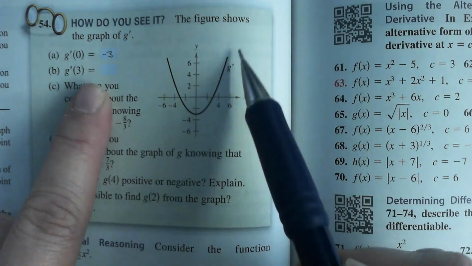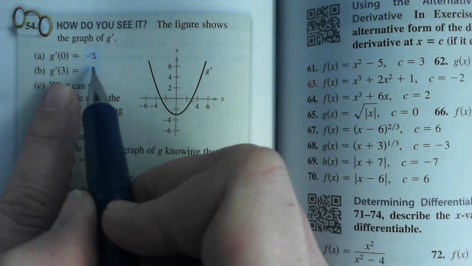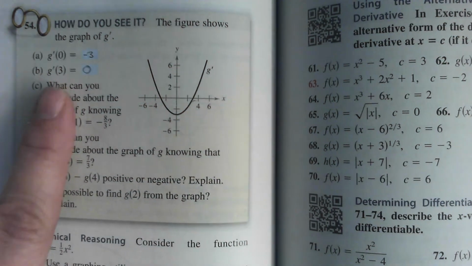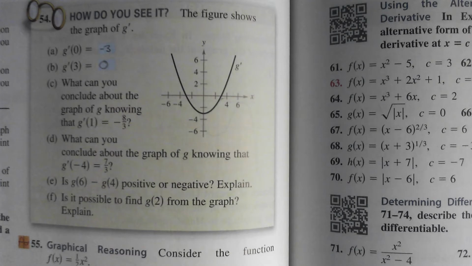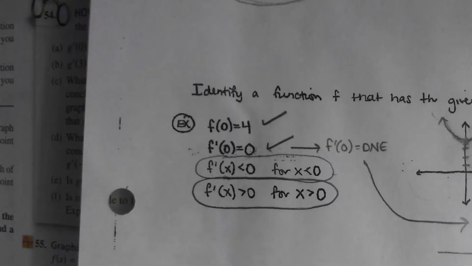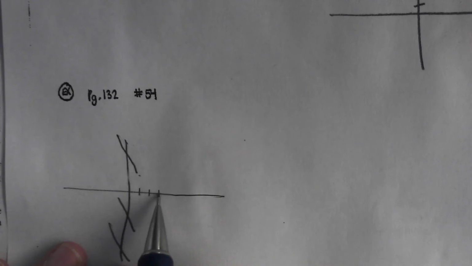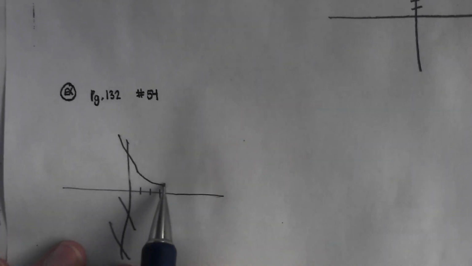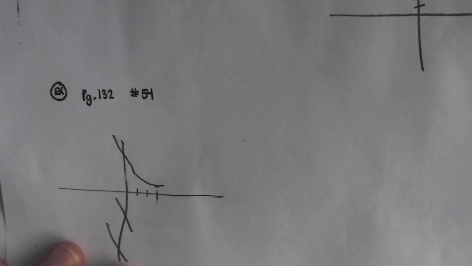On our g prime graph, an x coordinate of 3 yields 0. So since g prime of 3 is 0, that means on our original g graph, the slope at 3 is 0. Can we wrap our heads around that? If I go back here, let's pretend I go off of this one. On our original graph, the slope at 3 is 0. So by the time I get to 3, I have to even that out and flatten out the slope. Does that make sense?